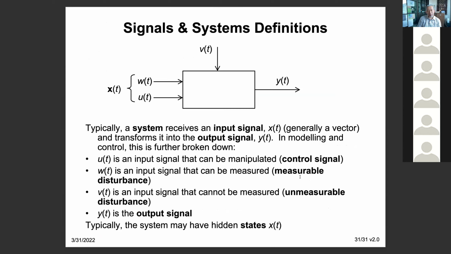So when we apply system ID, we have input, we have output, and we cannot avoid the factor V of T, which is known as the unmeasurable disturbance. Despite we have the input U of T, which is the control signals, despite we have omega T, which is the measurable disturbance, we also have the unmeasurable disturbance. So disturbance can be measurable and unmeasurable. So omega T and V T are the two important variables that must be taken care of, in order not to disturb the final value of the final models. And usually omega T and U T are considered as the hidden states, which is known as X T.